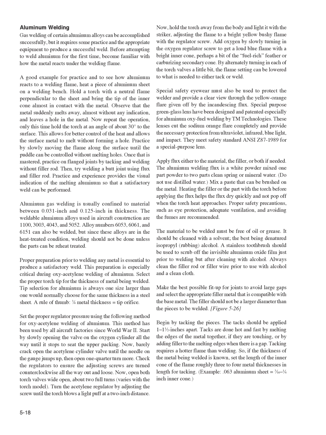Set the proper regulator pressure using the following method for oxyacetylene welding of aluminum. This method has been used by all aircraft factories since World War II. Start by slowly opening the valve on the oxygen cylinder all the way until it stops to seat the upper packing. Now, barely crack open the acetylene cylinder valve until the needle on the gauge jumps up, then open 1/4 turn more. Check the regulators to ensure the adjusting screws are turned counterclockwise all the way out and loose.